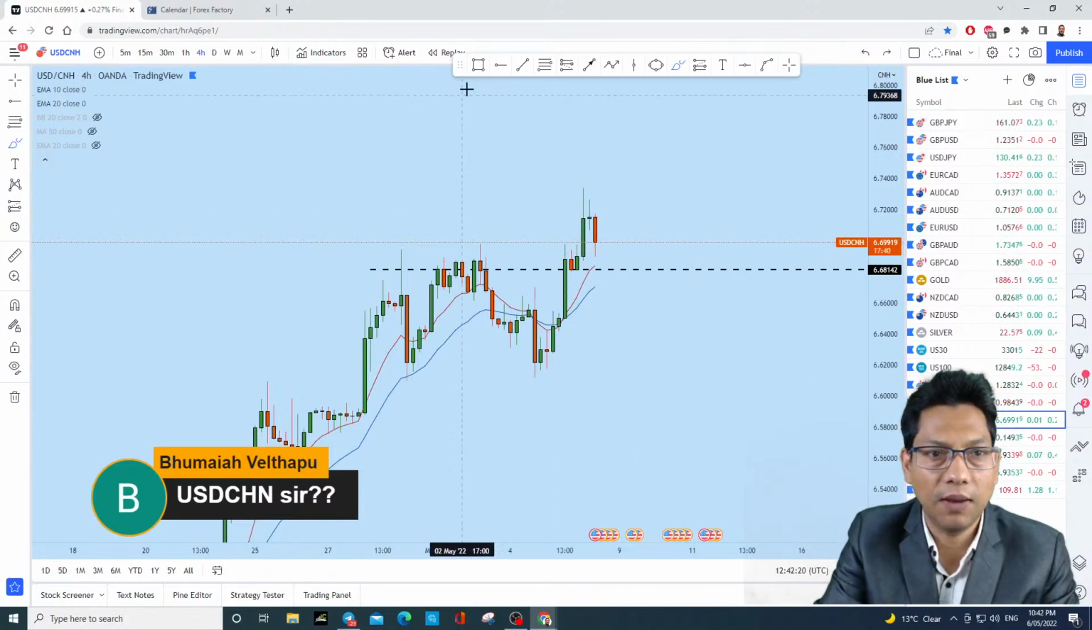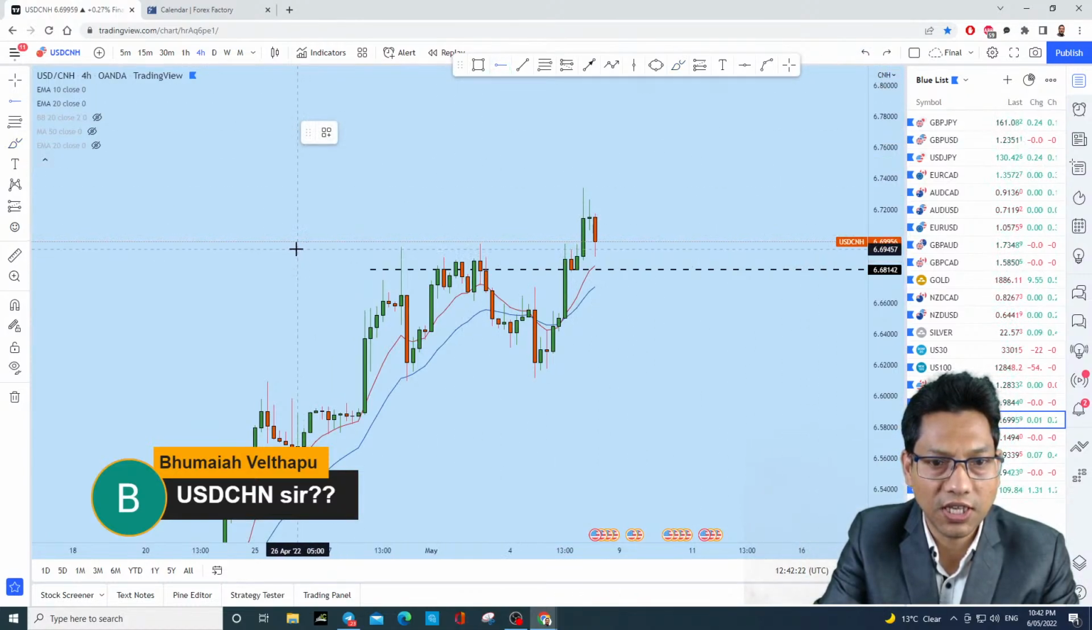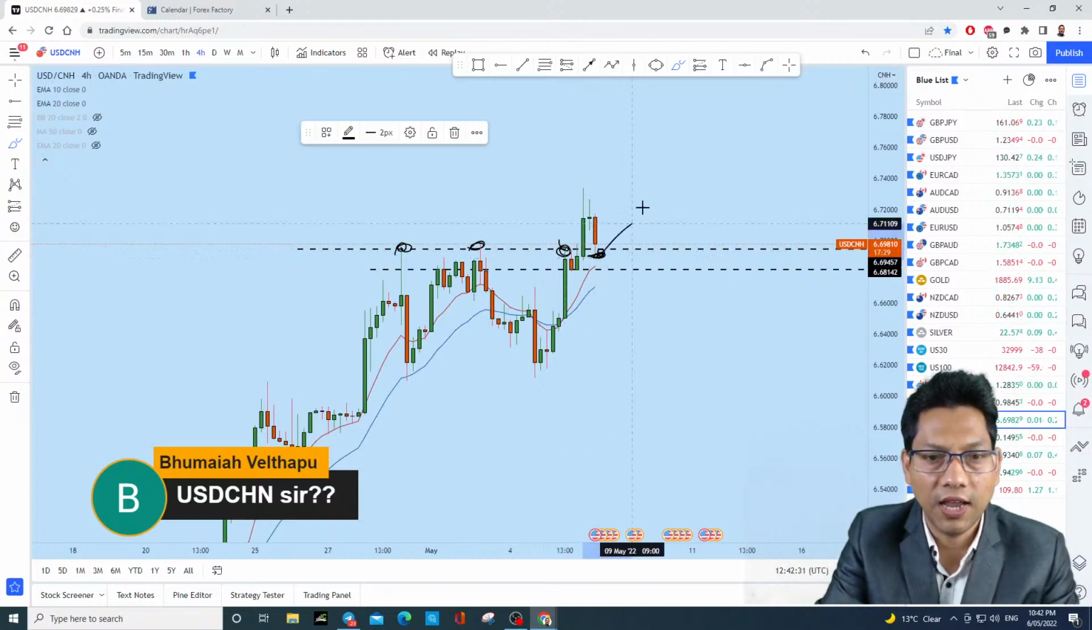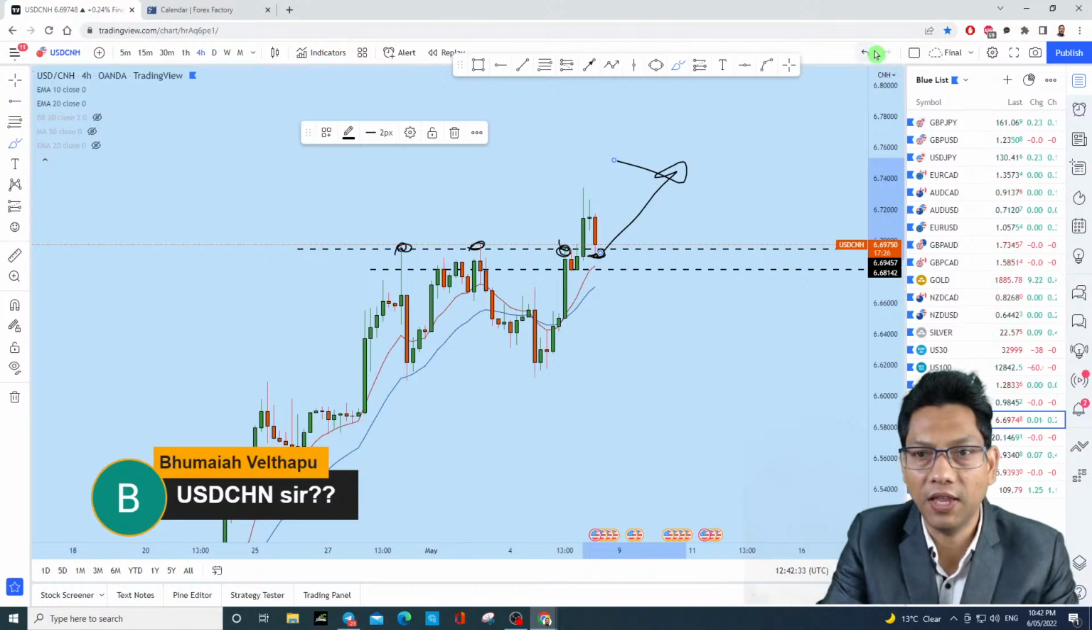It's a nice bullish market structure on USD CHF. You see that there is a resistance here, there is a resistance here, there is a resistance here, and this is the level of support acting, and from here we can consider buying USD CHF.